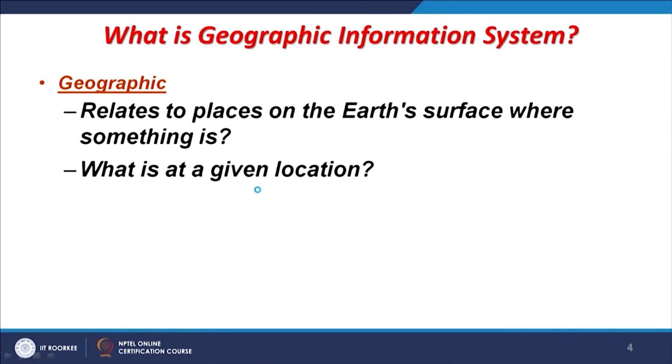So what exactly is GIS? It includes three words, or I would call them three terms, basically Geographic Information System. So Geographic Information System, the first word is geographic. Some people may get confused that it is probably related with geography. Not at all. The word geographic means it relates to the places on the earth's surface where something is.